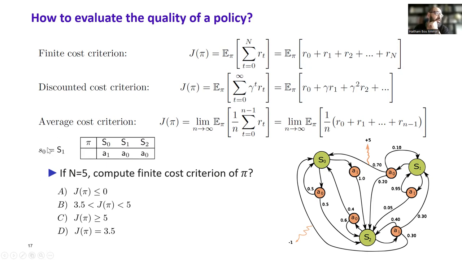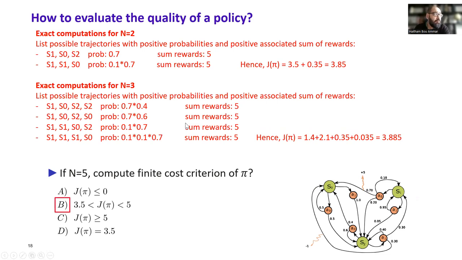That was the setup. So S0 equals S1, and then following this policy, which was a deterministic policy. So if we are talking about n equals 2, then let's list all the possible trajectories with positive probabilities and positive associated sums of rewards. So let's list those.